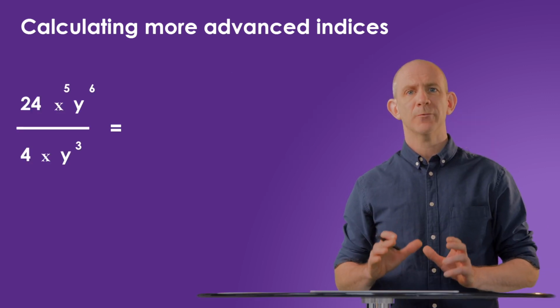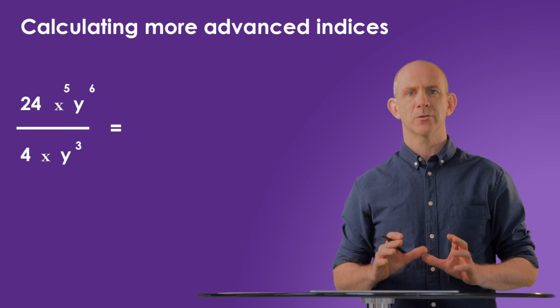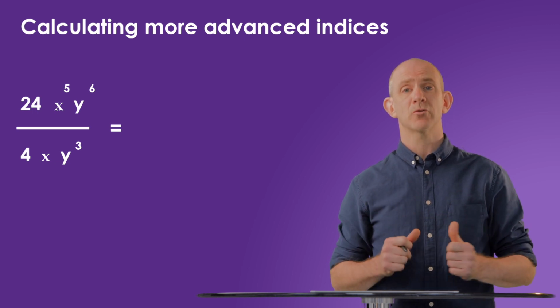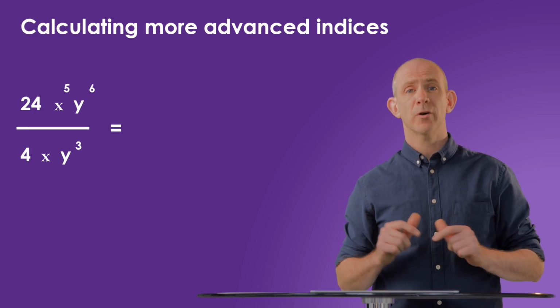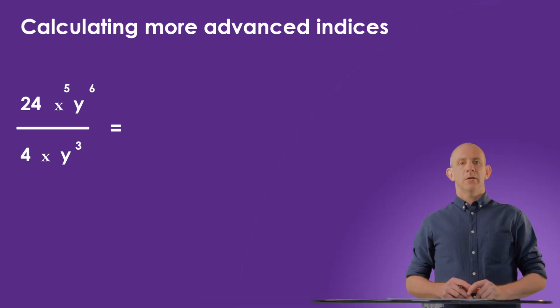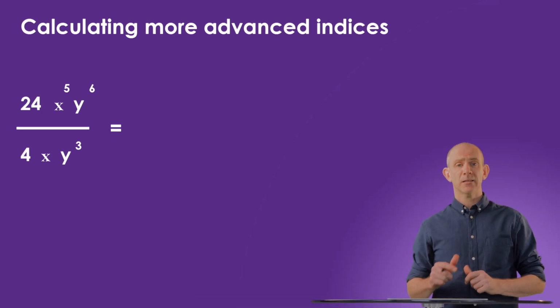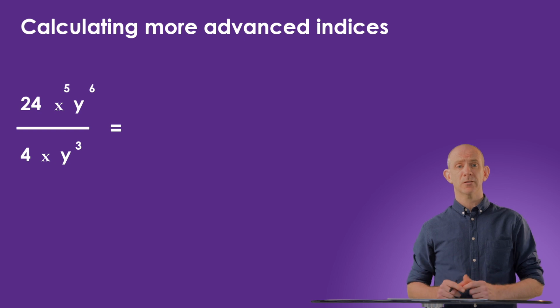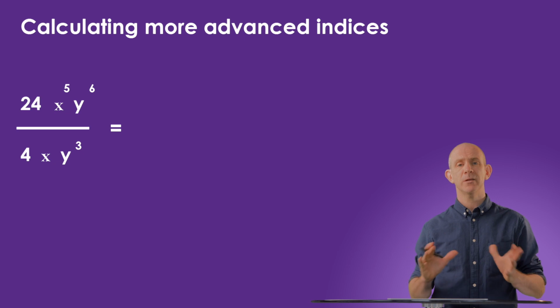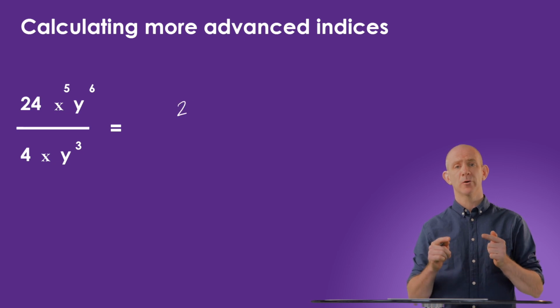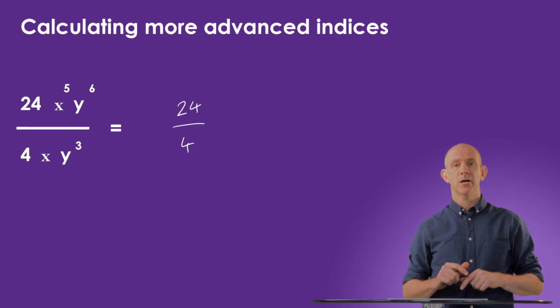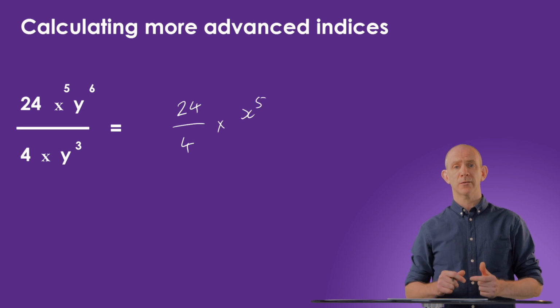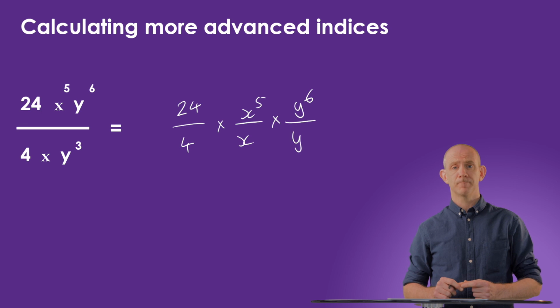In the next problem, we have to remember that when dividing with powers of the same base number, we can subtract them. So we can rewrite this as follows. So here we've got 24x to the power of 5, y to the power of 6, over 4xy to the power of 3. So we can split these out to be 24 over 4 times x to the power of 5 over x times y to the power of 6 over y to the power of 3.